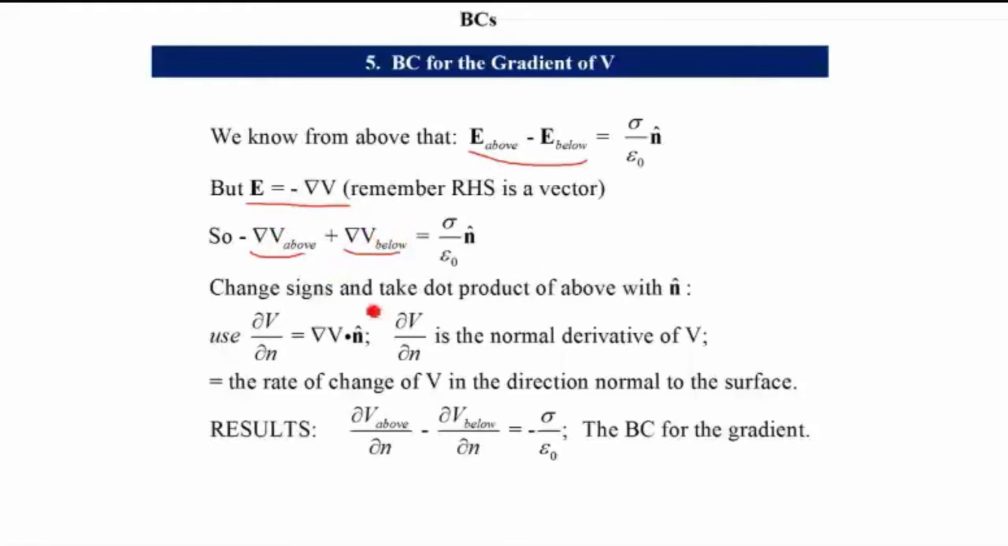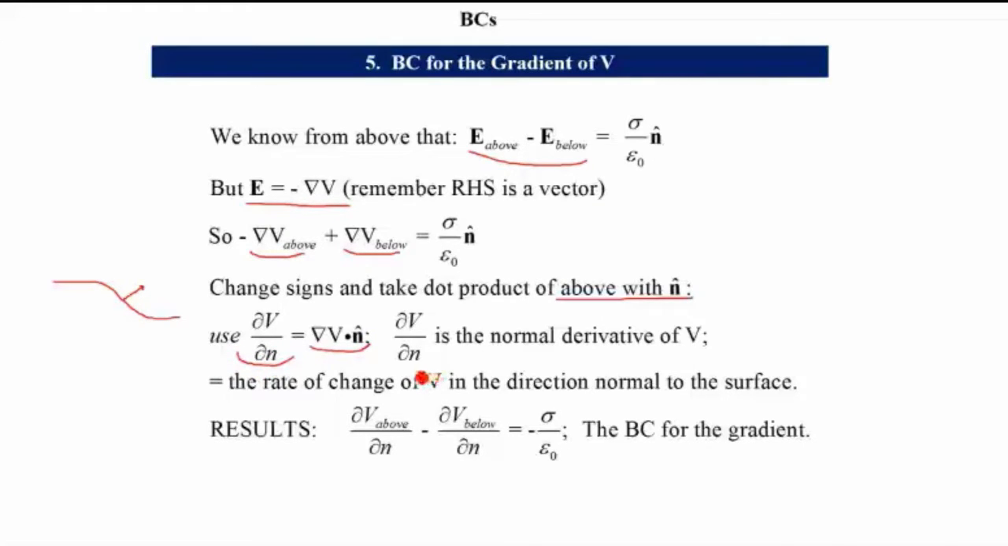If we change the signs and take the dot product with the n hat vector, and we use the quantity partial of v with respect to the n variable, which is the variable that's normal to the surface, then this would be equal to del v dot n hat. Okay, so what we mean is if we have a surface here and an n vector like this, n hat, then when we dot this vector with n hat, we get the component along the n direction. And so that's equal to this quantity here.